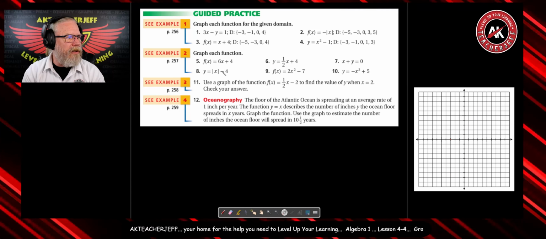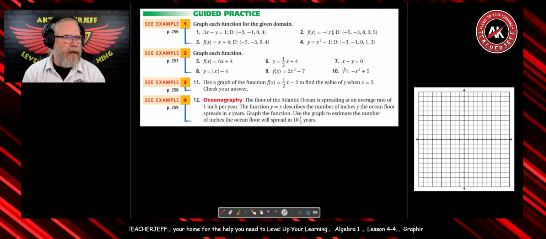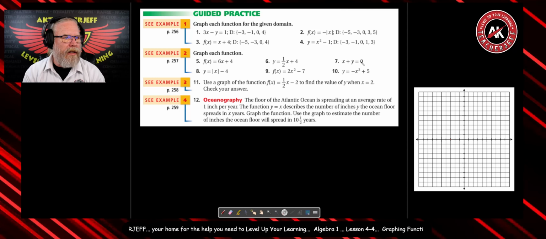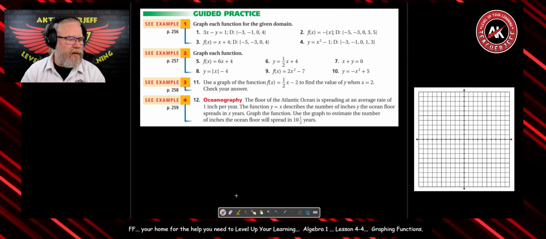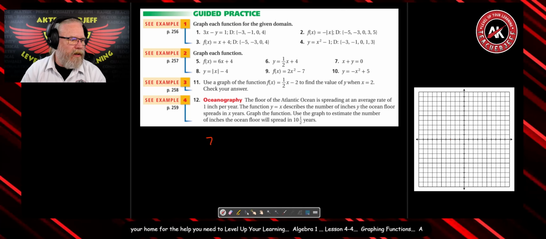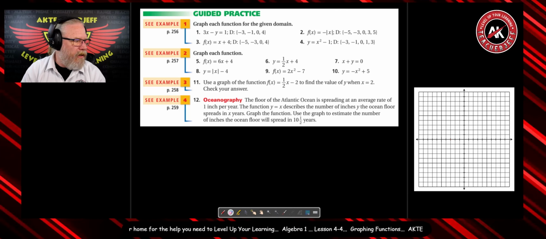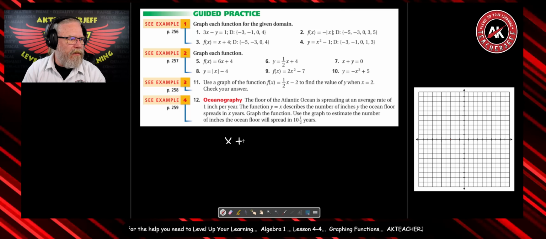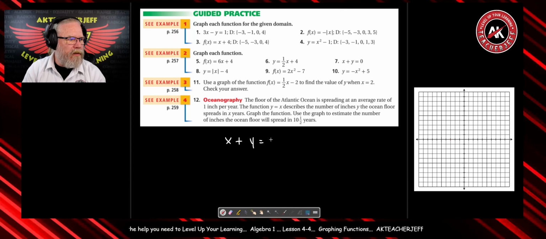Let's go to example 2. Which one looks good here? It says graph each function. Let's do x plus y equals 0. That one ought to be interesting. Let's do number 7. And I am in red because I was still writing on my graph there. Let's do number 7. We're doing x plus y equals 0.